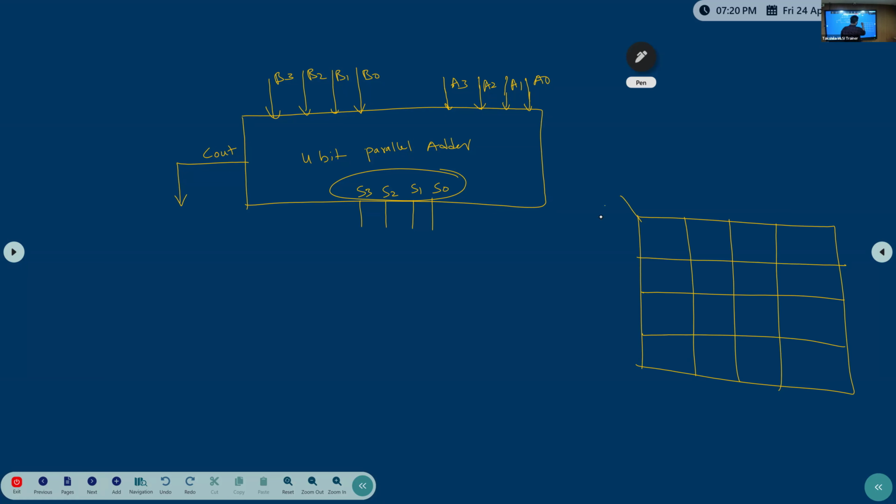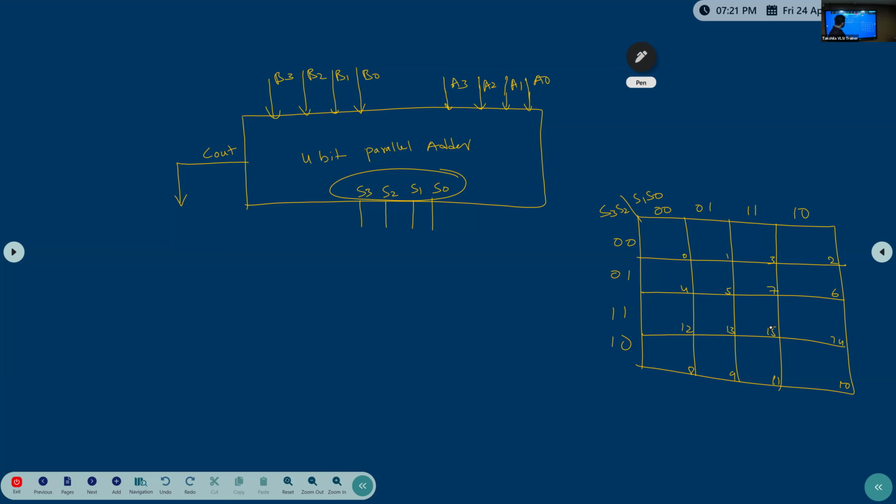This is S3, S2, S1, S0: 0000, 0001, 0010 and so on, counting up through the binary combinations. The decimal numbers are 0, 1, 2, 3, 4, 5, 6, 7, 8, 9, 10, 11, 12, 13, 14, 15. This is the thing. Clear?